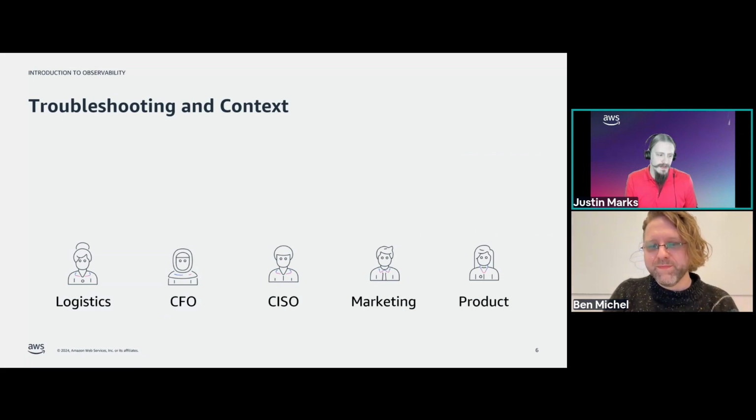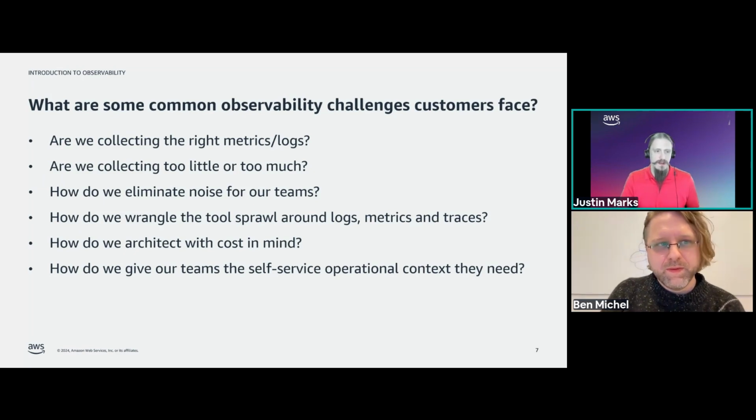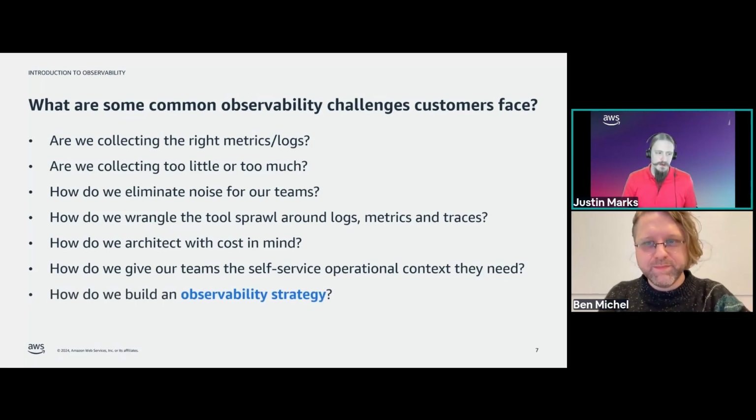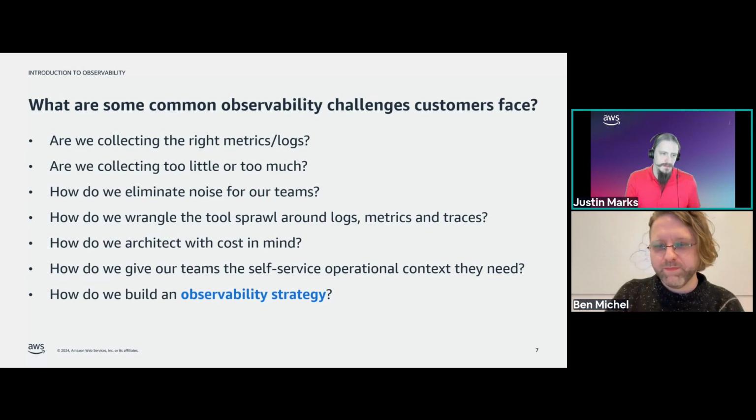And really, it's not a good feeling for these folks to have to wait and to have to rely on you or your team to help give them that context that they need to do their jobs and to deliver that business value, right? So back to this slide. Ultimately, when we boil a lot of these questions down for our customers and get to the core, one of the questions is, how do we build a strategy around this? How do we build these guardrails so that we can march forth and get observability in place in a way that makes sense for the business?